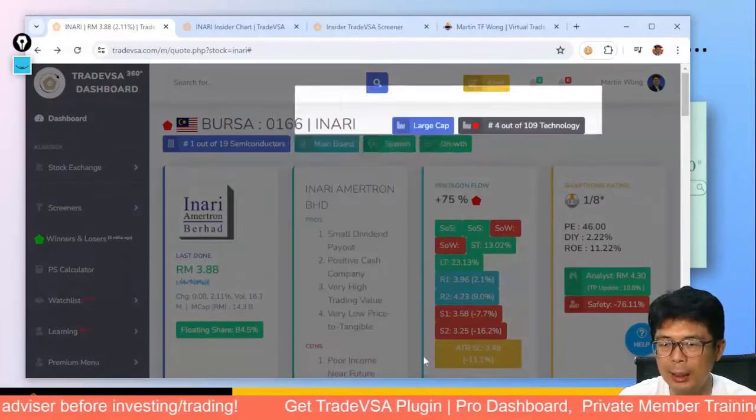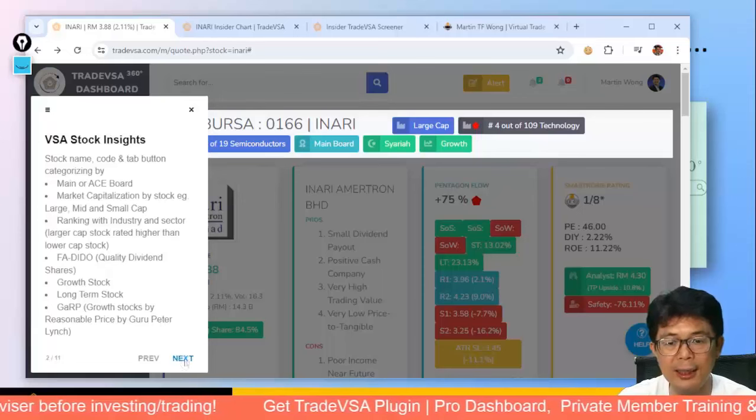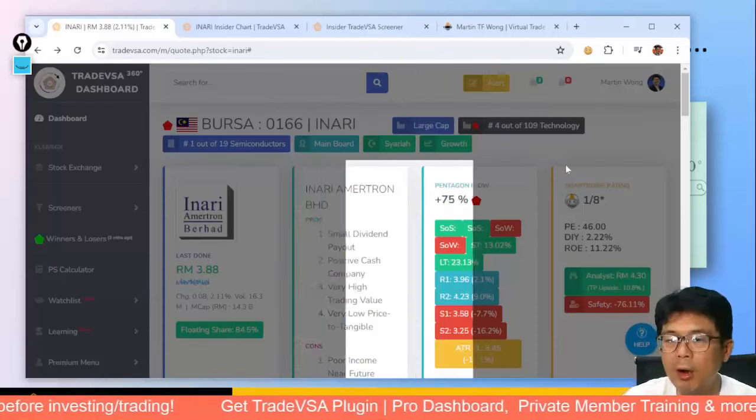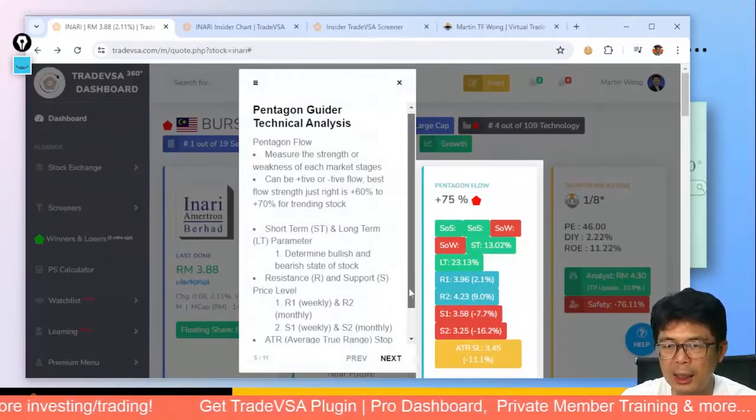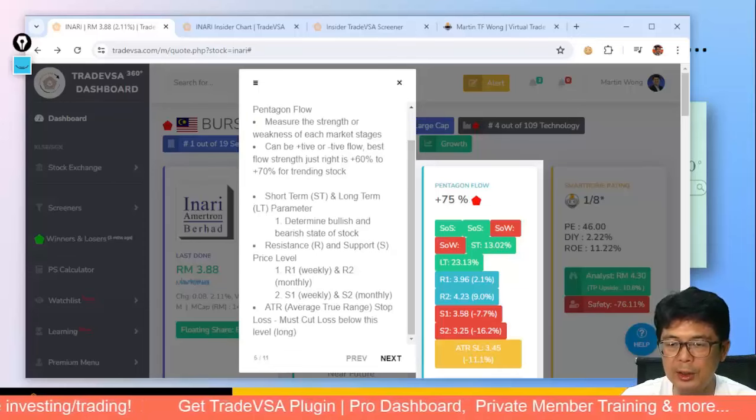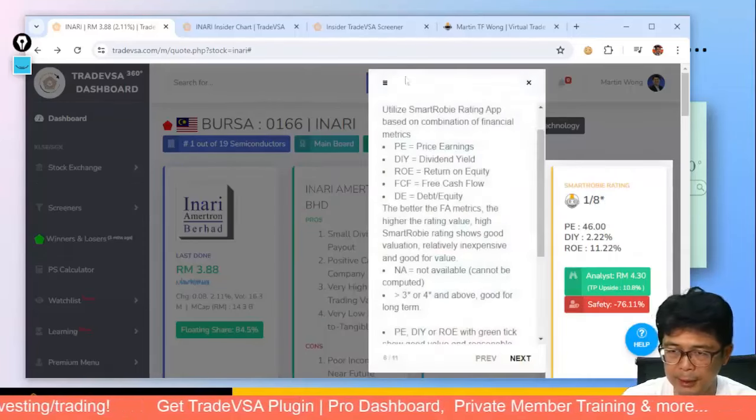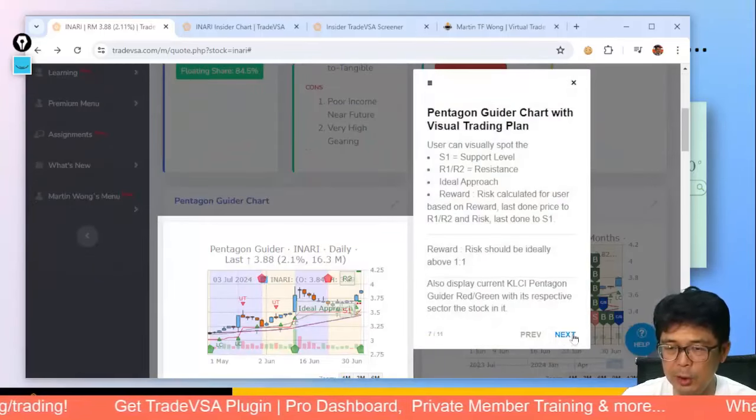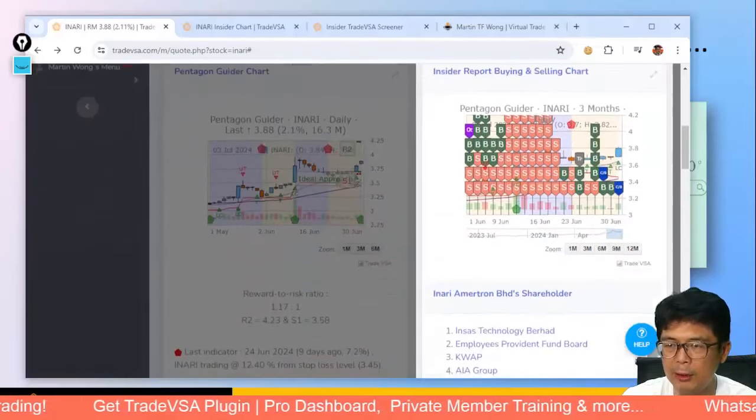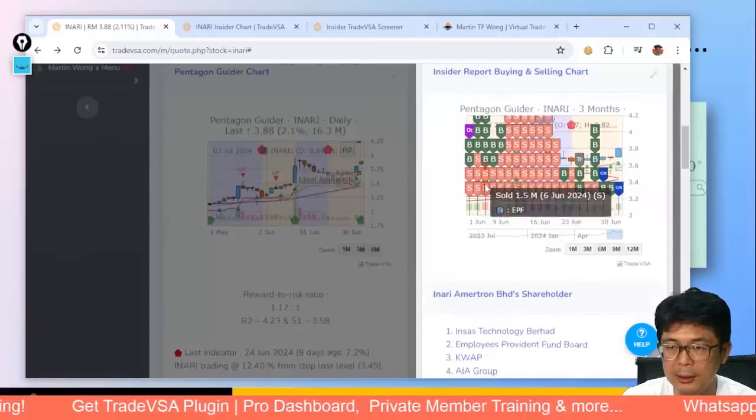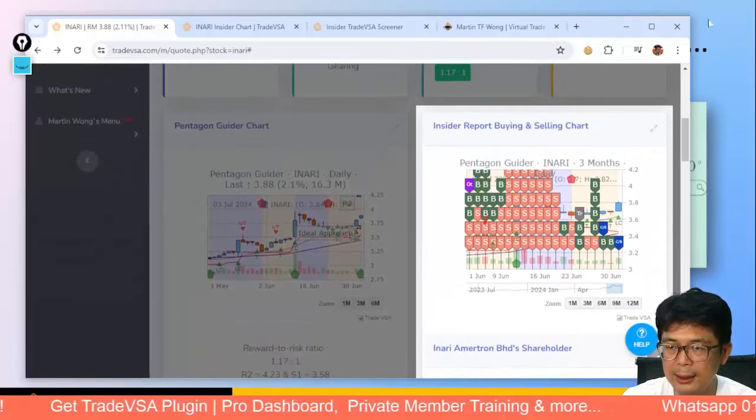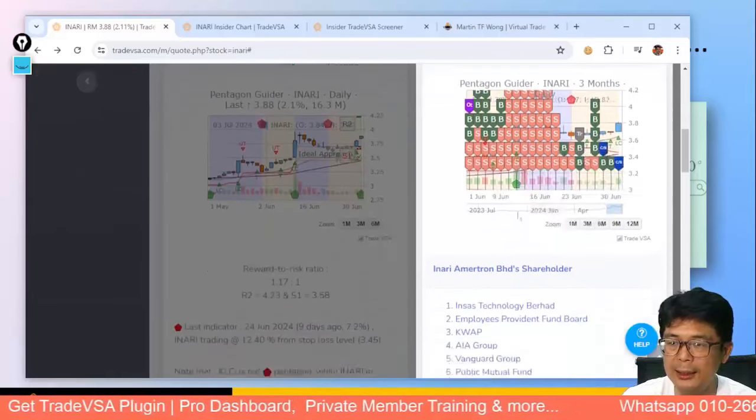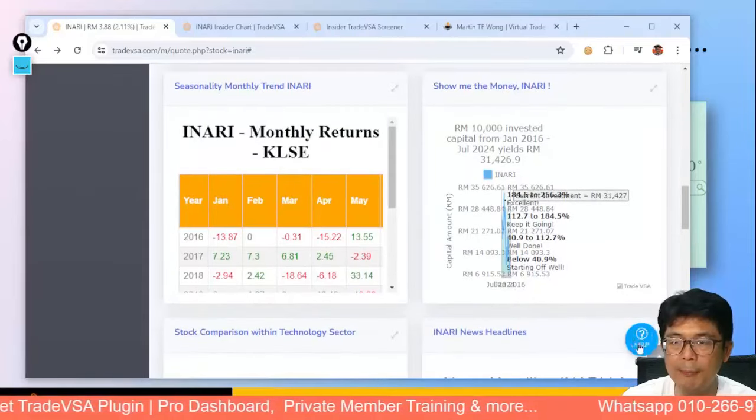So let's move on to the next one, the VSA stock insight. I think I'll talk about that. The stock profile and live prices, the pros and cons, the Pentagon guider, Pentagon flow, which actually look at the weekly and S1, S2, and also the Robie FA fundamental stock, which I've talked about here. These are the visual charts. Then let me just go down to here. Yeah, I have to open up. Know your stock counter, the kind of share checklist and so forth. All right, let's go to the next one.